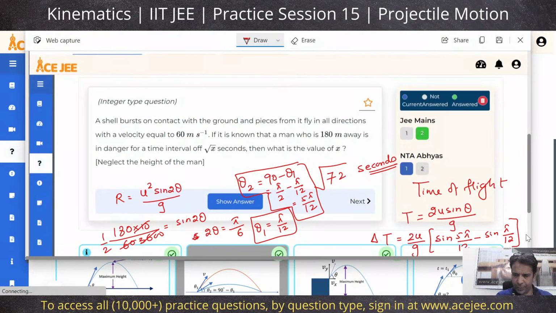Is that how you guys approached it, or did you approach it differently? The same method. It's the same method. And how did you get sine 15? So sine of 45 minus 30. Good.